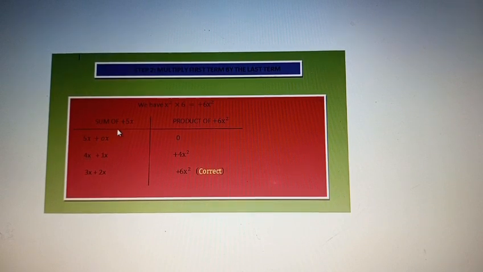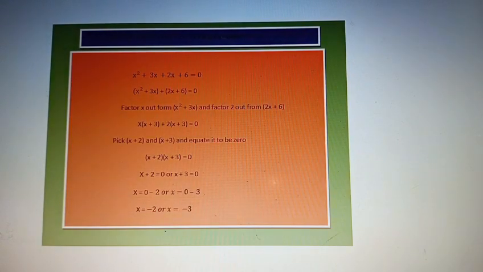The aim is for us to look for two numbers that we can add that will give us 5s, and when we multiply them, that will give us 6s squared. And those numbers are 3s and 2s. So we are moving to the next step, which is step 3.